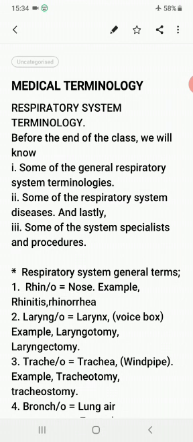Inshallah, we are going to start our class with respiratory system terminologies in our beautiful course, medical terminology.